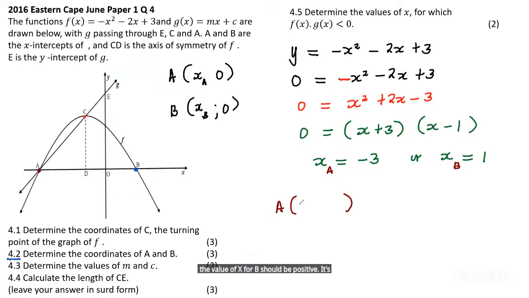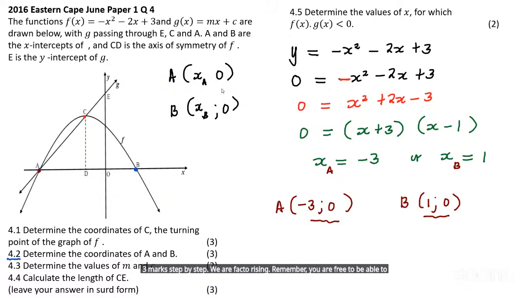It's on the positive x-axis, -3, 0. That's A. B, +1, 0. 3 marks, step by step. We are factorizing. Remember, you are free to use the quadratic formula as you deem necessary, or you can just go straight to the conventional method of factorizing. Either way, these methods are applicable in that case.